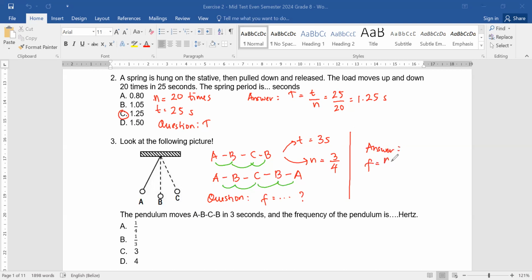Okay, and now we can count the frequency. Frequency is counted as the number of vibrations in a certain unit time, right? Or per second. So it means n divided by t. So n is 3 over 4, divided by the time, which is 3 seconds. So it's the same as f equals 3 over 4 times 1 over 3. Or we can just do 3 times 1 over 4 times 3, it means 1 over 4 hertz. So the answer is A. That's question number 3.